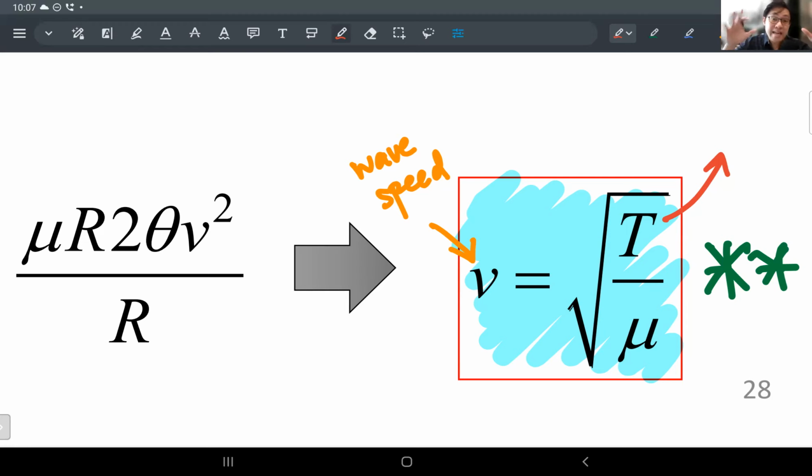Even though we will need the connections between the speed and the frequency or the pitch later. That was later.